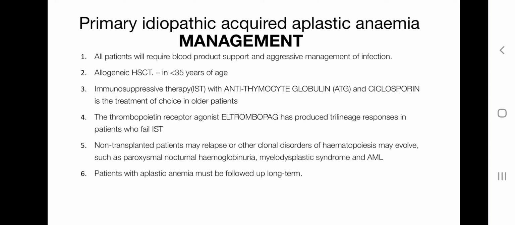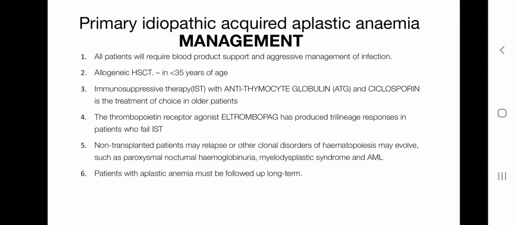Now, management of primary idiopathic acquired aplastic anemia. The patients will have to be supported with blood transfusion. If there is anemia, correct the anemia with blood product transfusion, like PRBC. For platelets with bleeding, you give platelet transfusion. And if there is infection, you give aggressive treatment of infection with antibiotics.